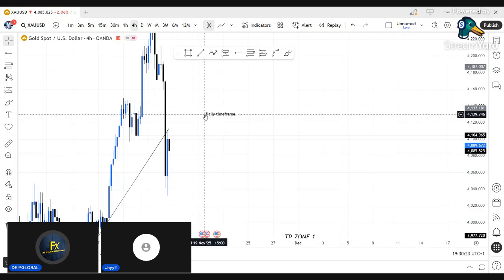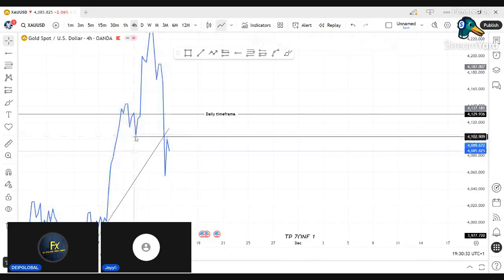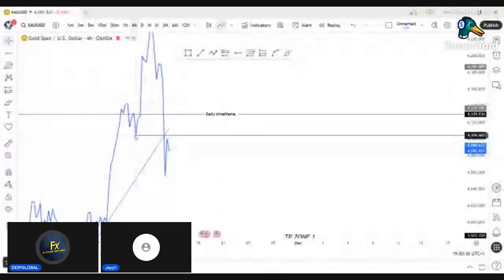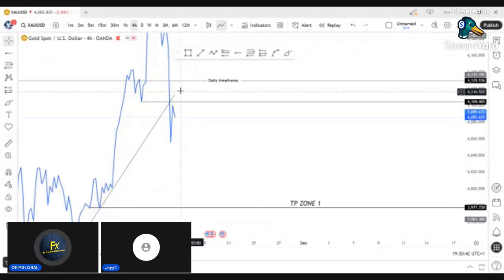So now looking at this, this is our daily time frame. This is our resistance from a daily time frame, and this is our support zone. If this is a support, what we're expecting is a break, a retest, and a pullback. If you look at this, the market has broken it and it has retested it.